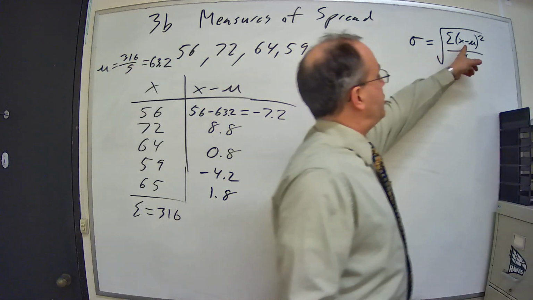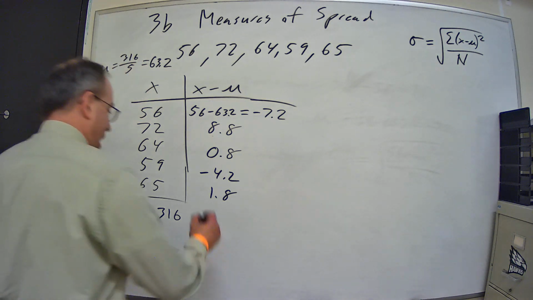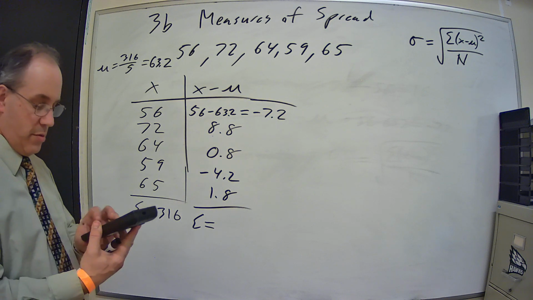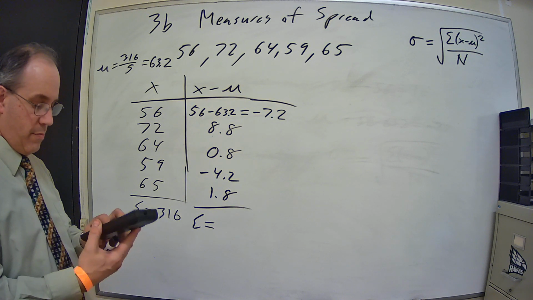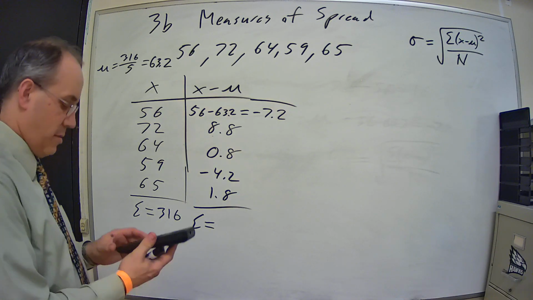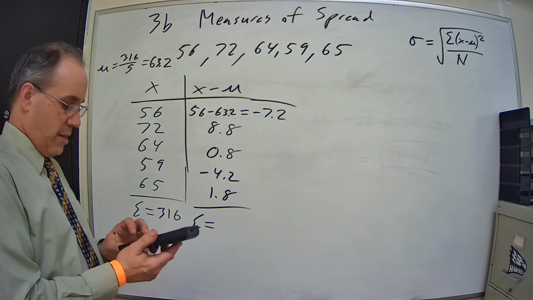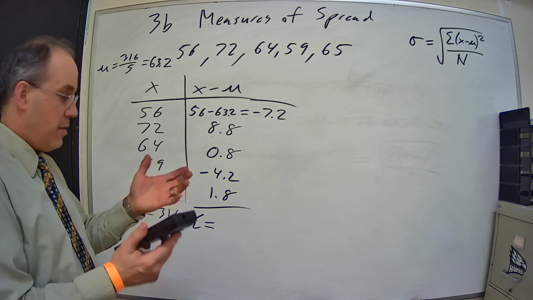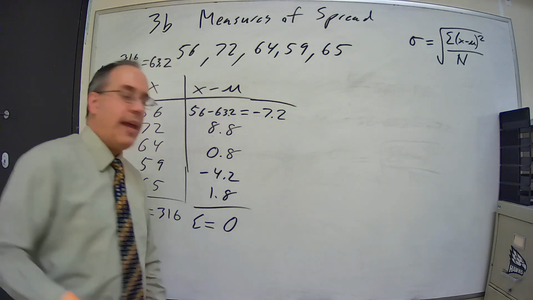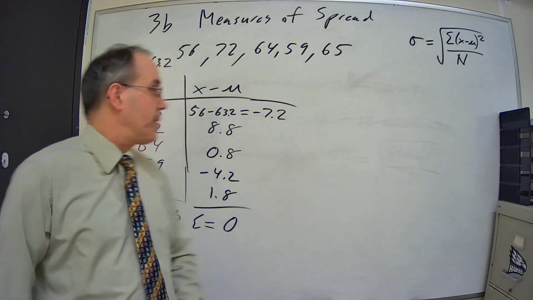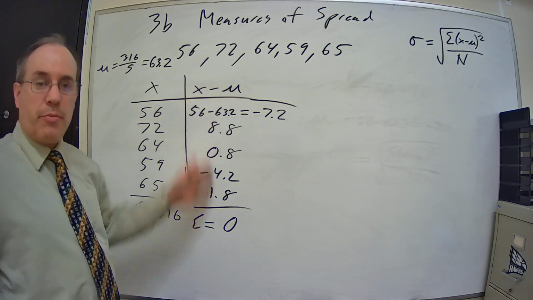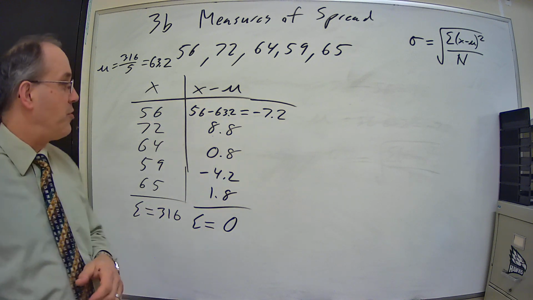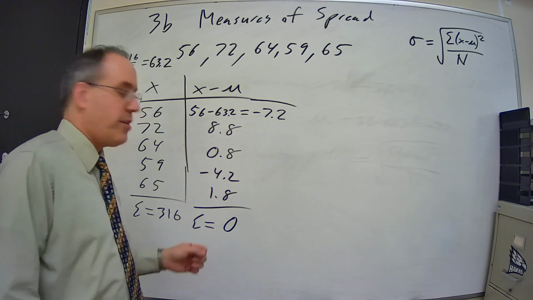Remember, I want all my deviations. Now what happens if I add those up? If I add up my deviations, negative 7.2, 8.8, 0.8, negative 4.2, and 1.8, they add up to 0, and rightly so. They should add up to 0 because we're comparing each data value to the mean, the middle of the data. So to get that mean, they should be equally balanced on both sides. So all of our negative numbers should add up to the same amount as our positive numbers.